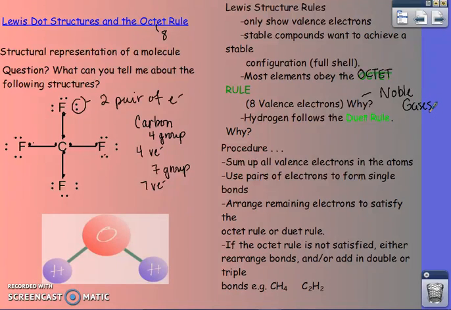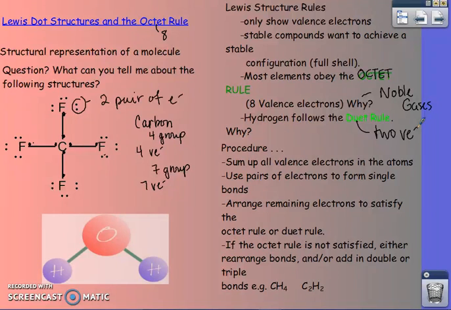Now hydrogen follows something called the duet rule, and that would be hydrogen and helium because they only have 2 valence electrons. So they don't have room to accept other electrons because they only have that one s orbital, and you can only put 2 electrons in those. So here's how this works in a nutshell. First of all, we need to sum up all the valence electrons in the atoms, and we use pairs of electrons to form single bonds.